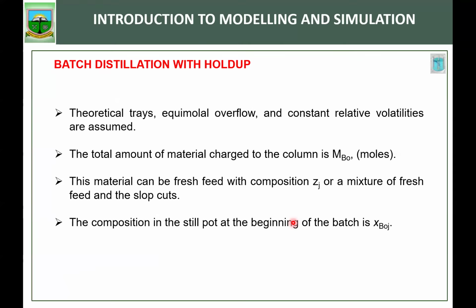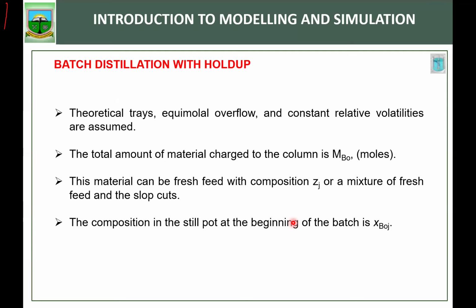All right, so let's look at some few assumptions that we use in a batch distillation system. We use theoretical trays. We assume that the trays are theoretically working perfectly, and they are all under molar equilibrium overflows, meaning there's no weeping and dumping occurring in your system. And it is at a constant relative volatility. Those are the assumptions we have.